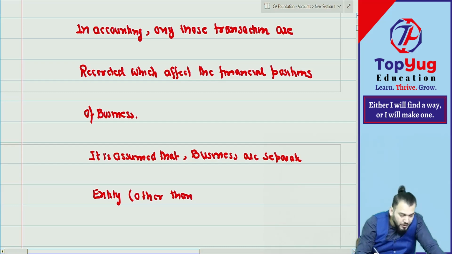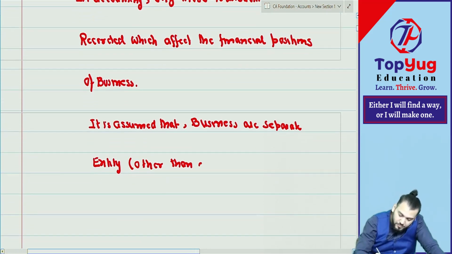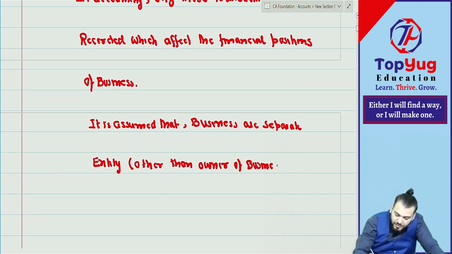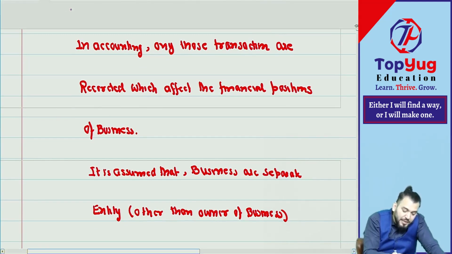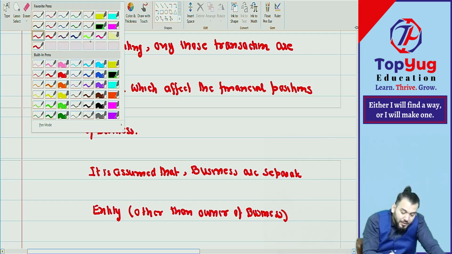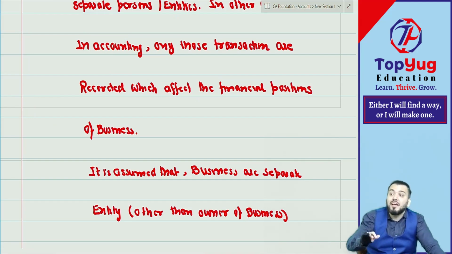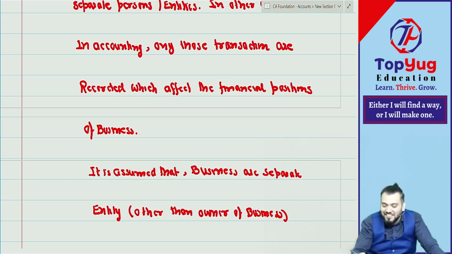Other than owner of business, owner of business. Understood? One thing we have understood is that only those transactions which affect the financial position of the entity will be recorded. Can I say it this way? Any personal transaction which does not affect the financial position of business should not be recorded in the books of account of Ram and Company. Means books of account of business.